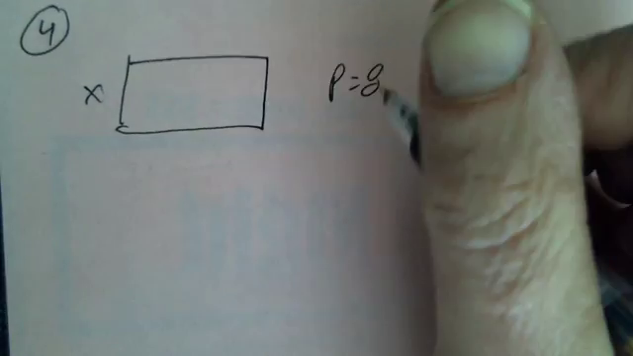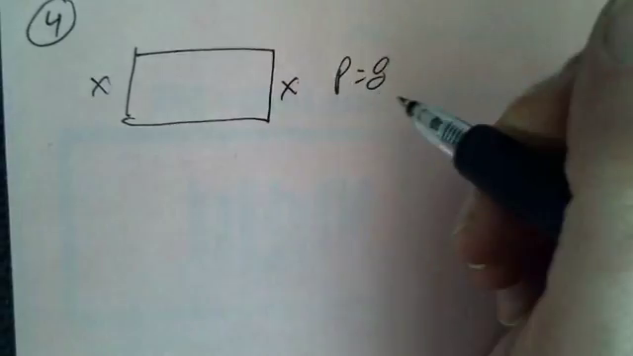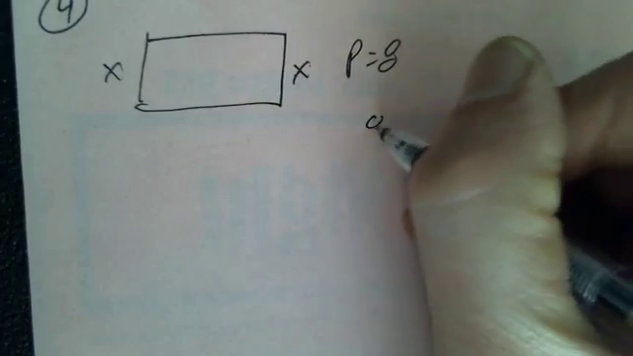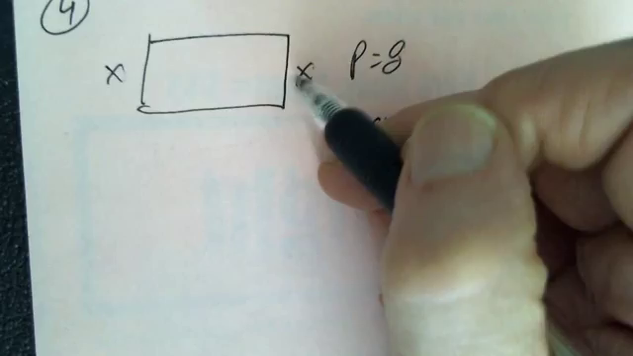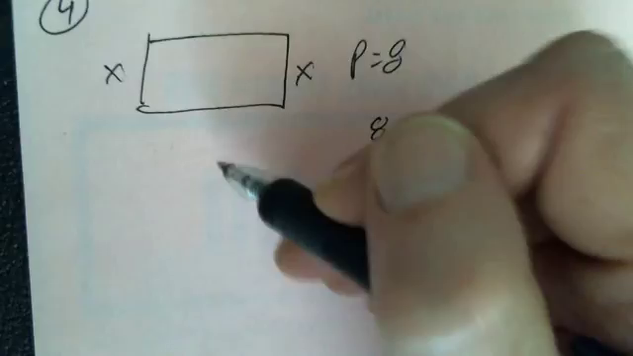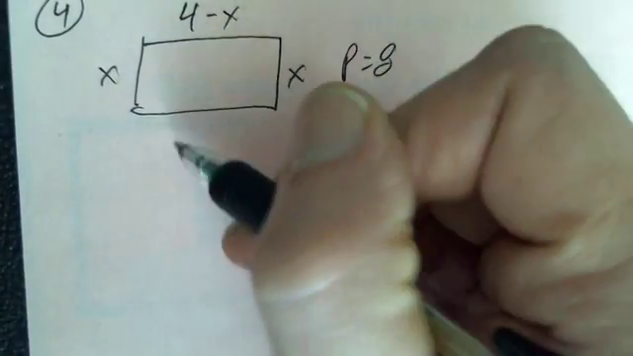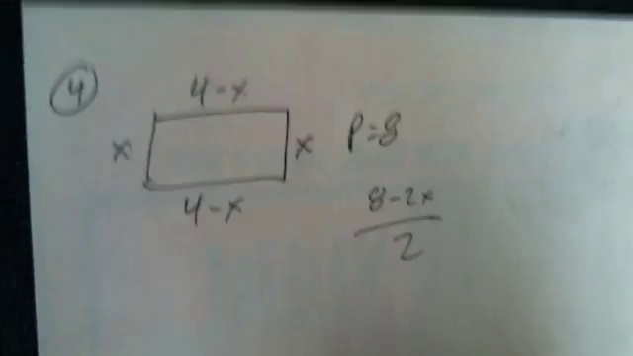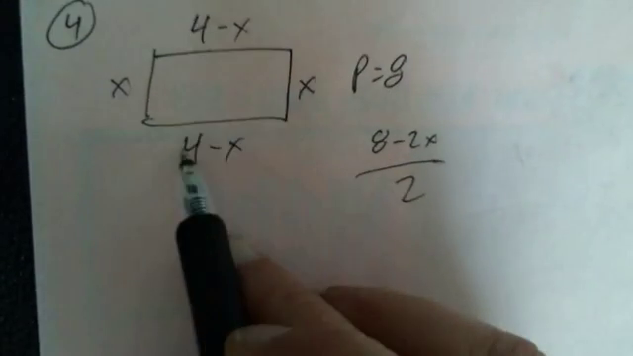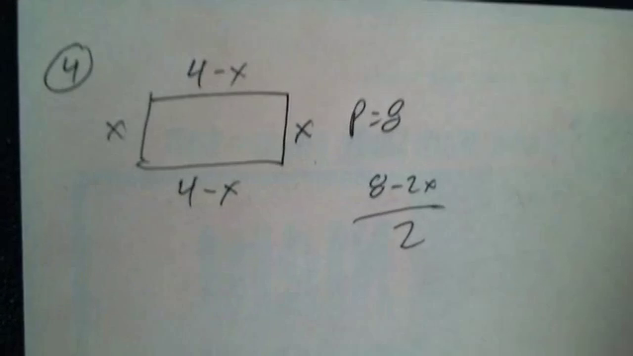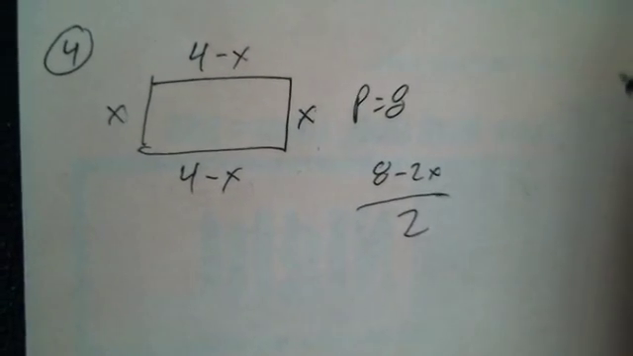Alright, so a perimeter of 8. It's got some width or length, which means that's that too. So we've used up 2x, so we've got 8 minus 2x left, and so each one of those gets half of that. That'd be 4 minus x, 4 minus x. So if we add up all these, we've got 4 and 4 is 8. Those two cancel, we get perimeter of 8. So we know our drawing is on track.